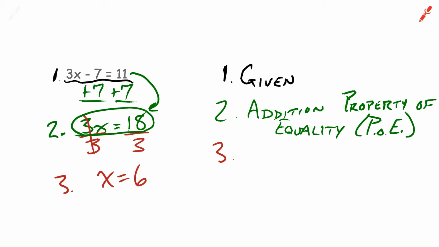So now I take a look at number 3. And to get from the green to the red, what did I do? Well, I divided. And I divided the same number by both sides. So now I'm talking about the division because of the divide. Both sides tells me it has to be a property of equality.